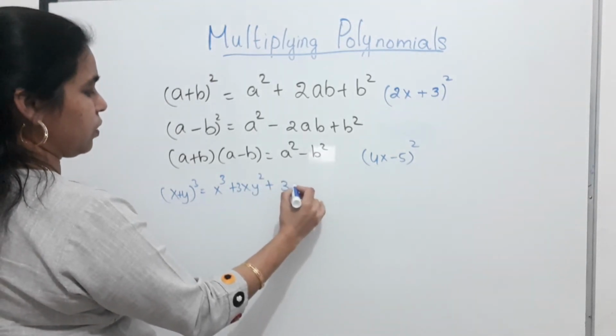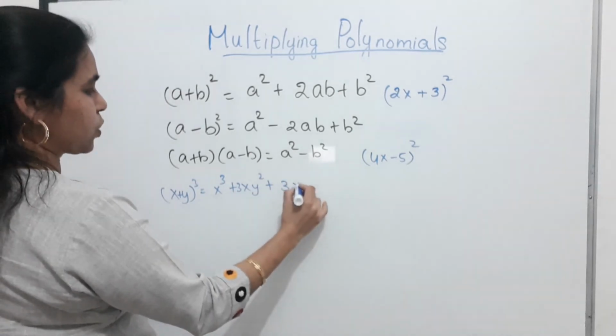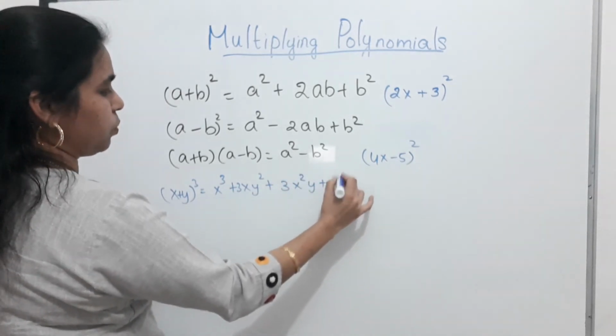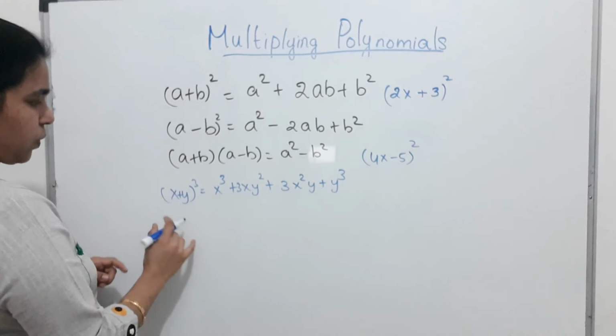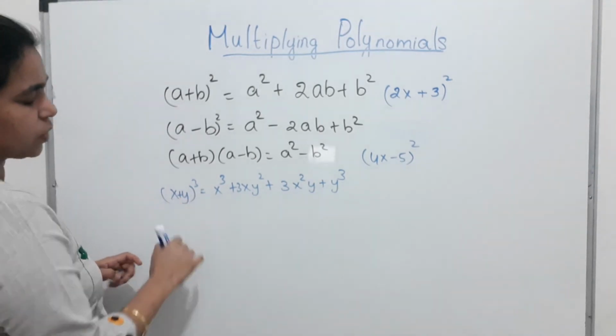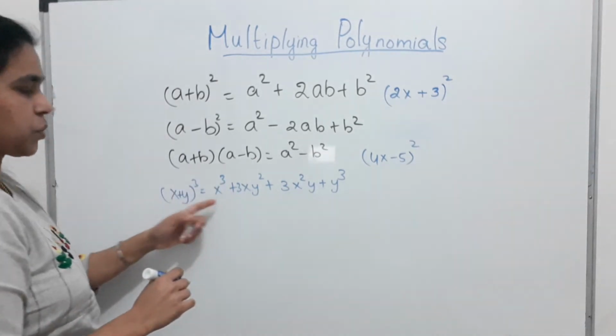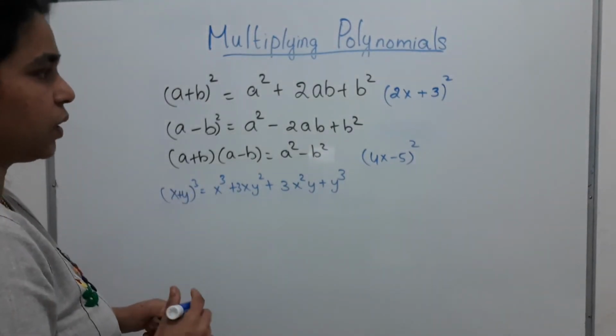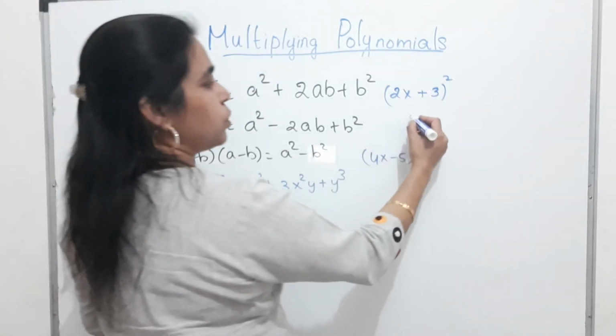3x square y plus y cube. So there are formulas for this one also, and instead of plus you can have minus. So if there is a minus also, you can substitute in here and expand it. So let us see how you can do this one.